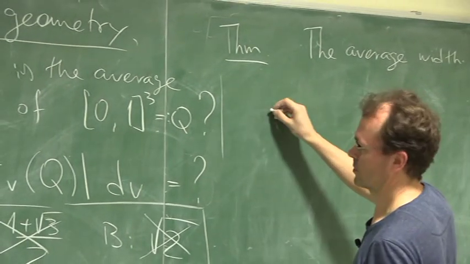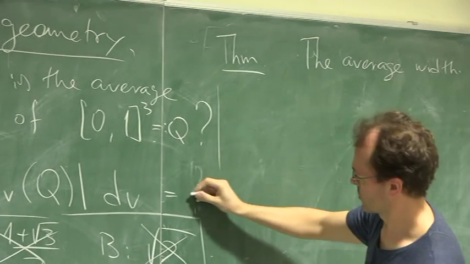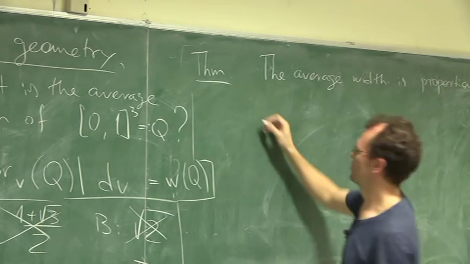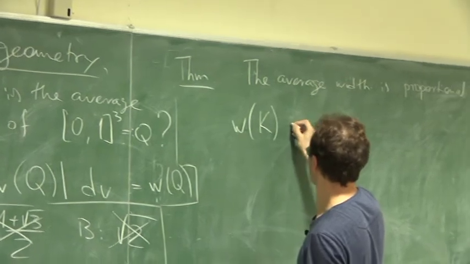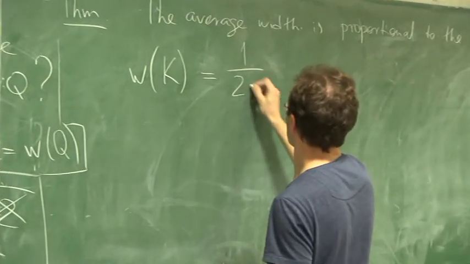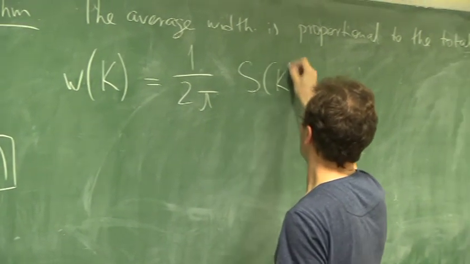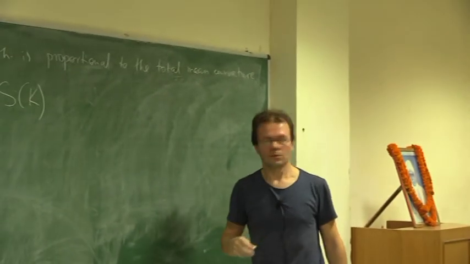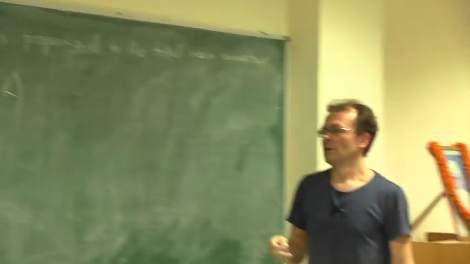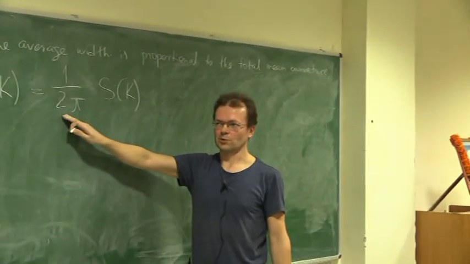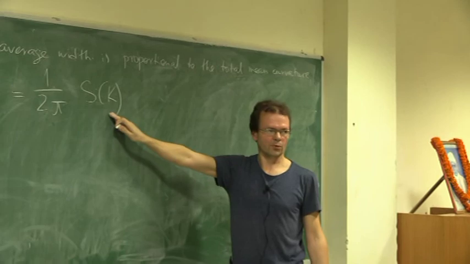So the proportionality constant is that. Let me denote this by W of Q, so W of Q is this average width. For any convex body K, W of K is equal to 1 over 2 pi S of K. Right, S of K was this total mean curvature. Usually it's difficult to remember the proportionality constants, but here one can check it just by taking K equal to the unit ball.